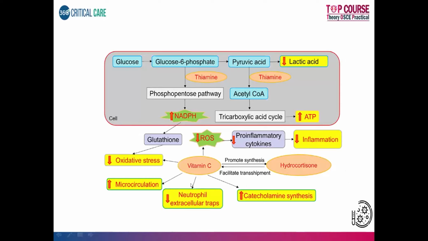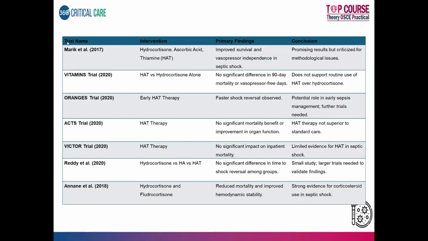Second, vitamin C in septic shock reduces the oxidative stress, increases the microcirculation, decreases the neutrophil extracellular traps, and increases the catecholamine synthesis. And hydrocortisone actually facilitates the transport or transshipment of this vitamin C. And in fact, vitamin C also promotes increased synthesis of steroids in the body. So hence they have done this HAT therapy as a part of metabolic resuscitation.